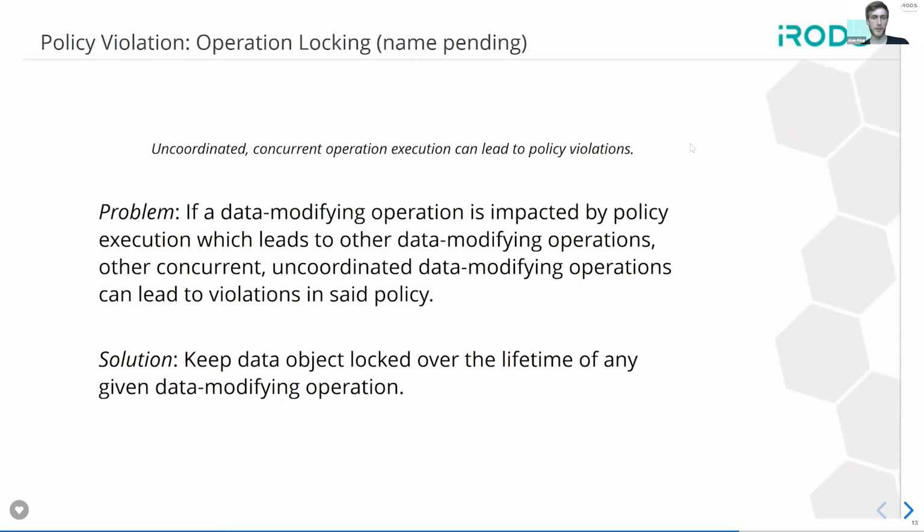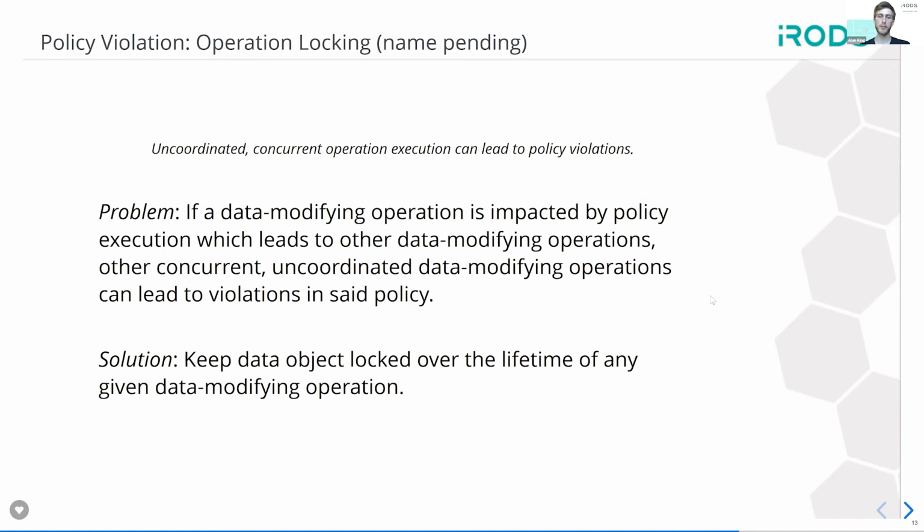So first, if a data modifying operation is impacted by policy, which leads to other data modifying operations, and you get concurrent uncoordinated data modifying operations going at the same time, this may lead to violations in your policy, which is what I described before. So what we'd like to do for the near future is to keep the data object locked over the lifetime of the entire operation. This would make put more aware of logical locking rather than being dumb and just calling open and close and expecting the lock to be acquired.